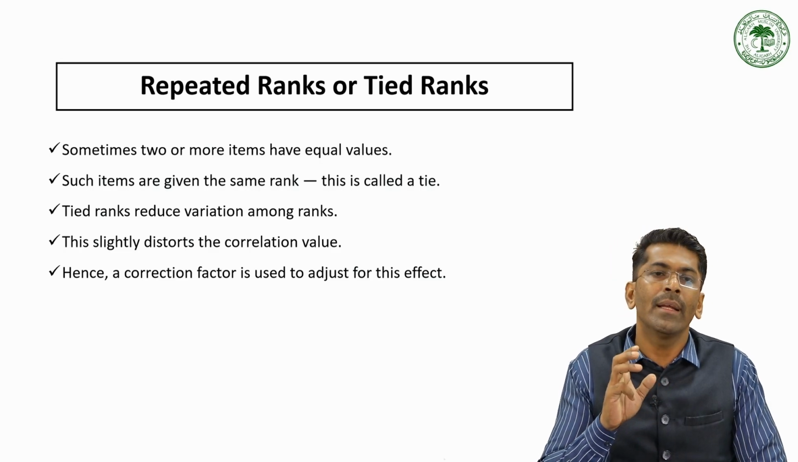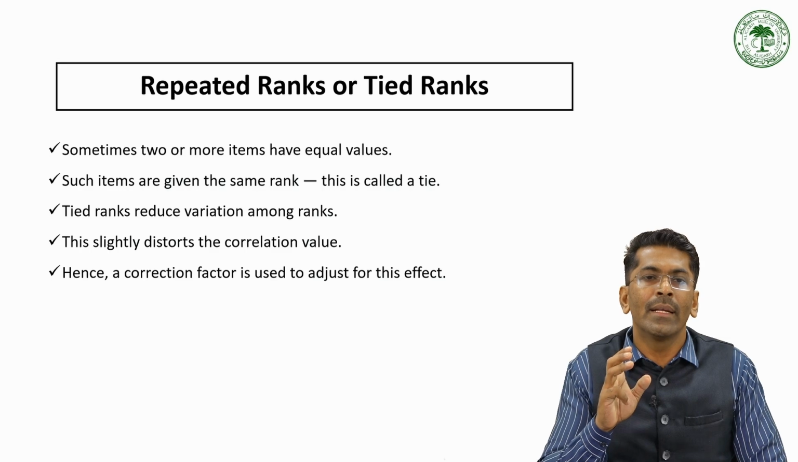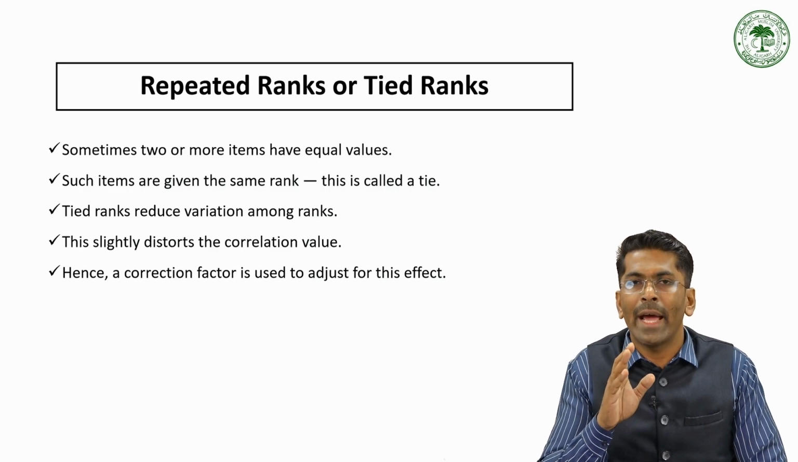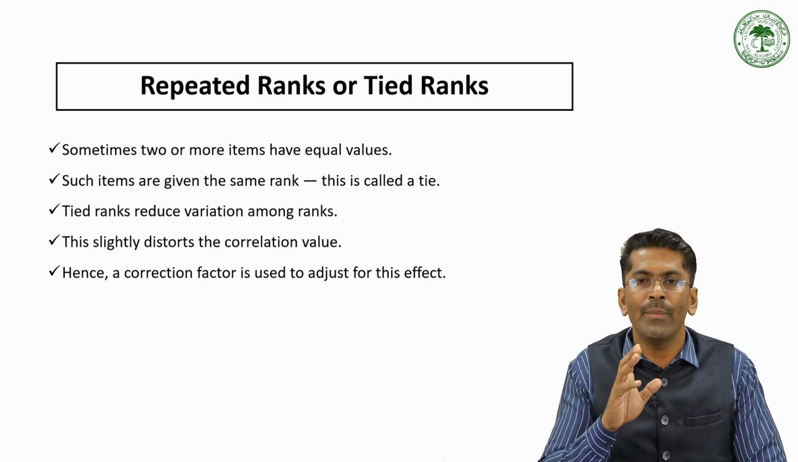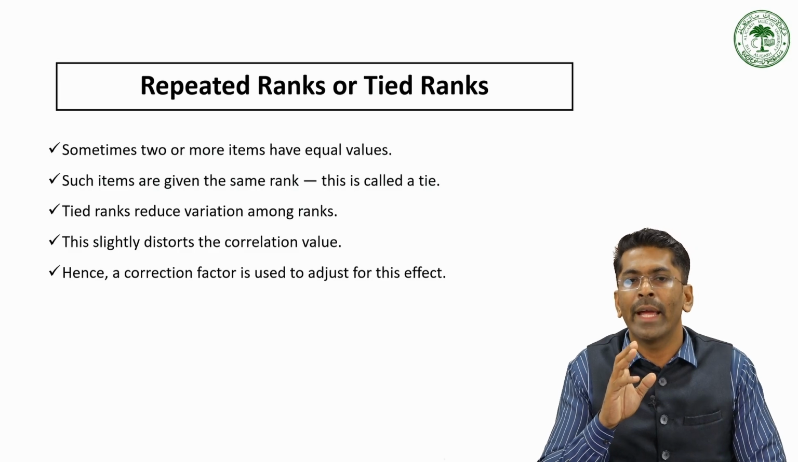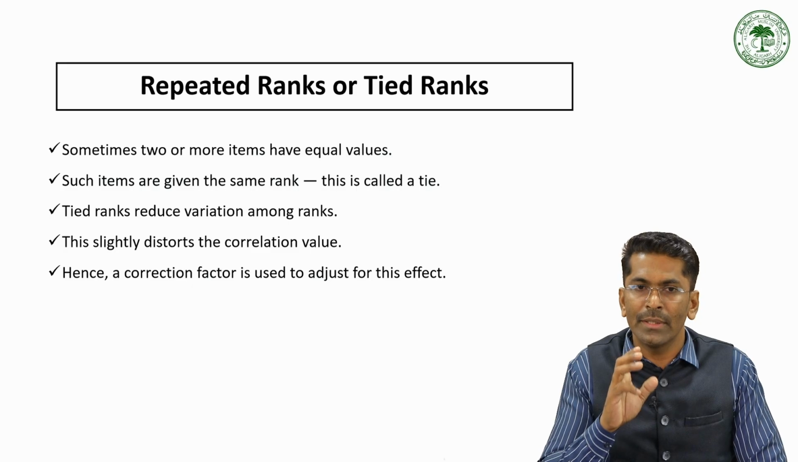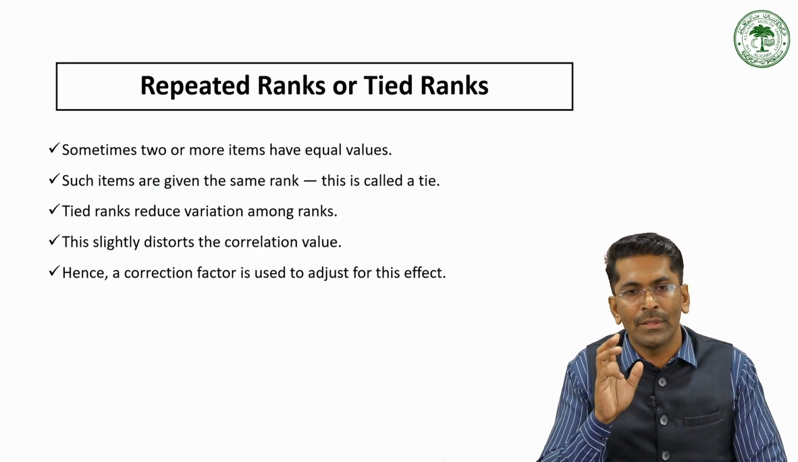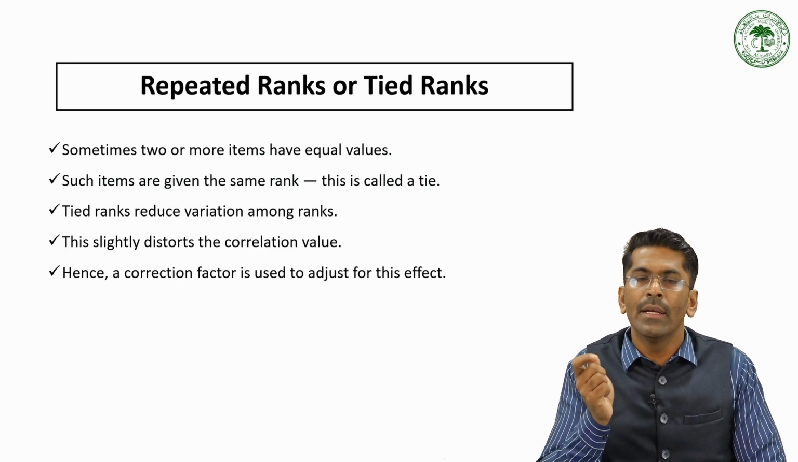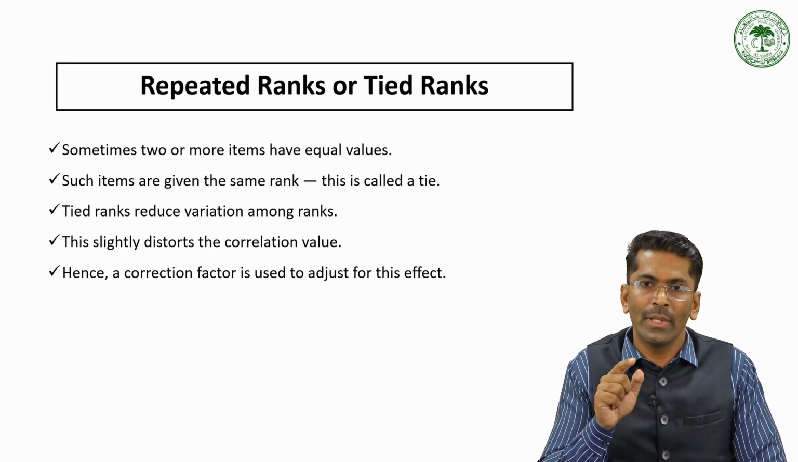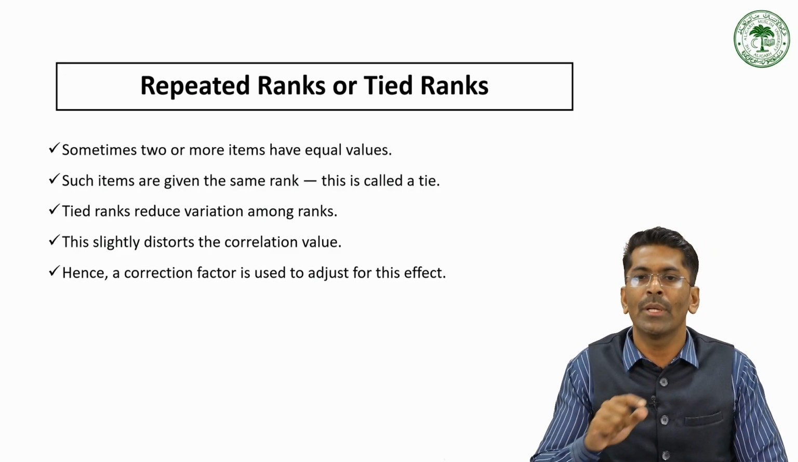So once again I am repeating, ties are nothing but two or more items having the same value, equal values or equal ranks. Then ties will happen, and accordingly they reduce the variation in the ranks, and that's why they distort the correlation coefficient. So we want to correct it. That's why we want to introduce a correction factor.